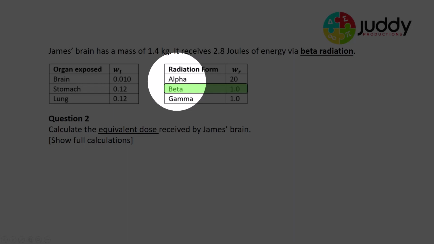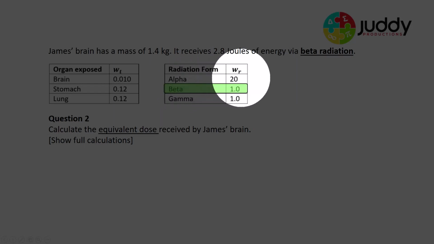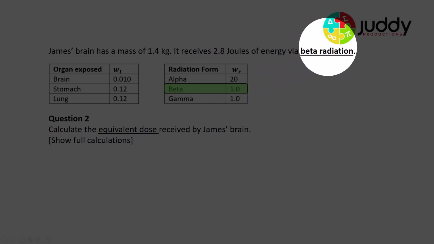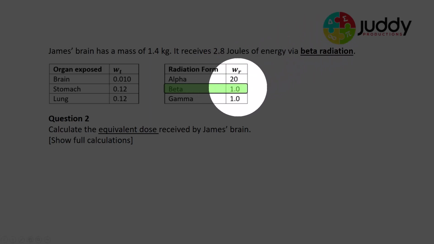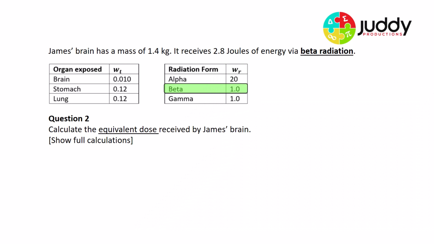Question number 2, calculate the equivalent dose received by James's brain. Now, to calculate the equivalent dose, we have to look at the different forms of radiation and the radiation weighting. So we're talking about beta radiation, so the weighting of the radiation will be a 1 for beta. The equivalent dose has a symbol H to do with the health impact on the tissue. The original absorbed dose was 2 gray from our previous question number 1, and the weighting of the radiation is 1.0 for beta, as shown in the table highlighted green.